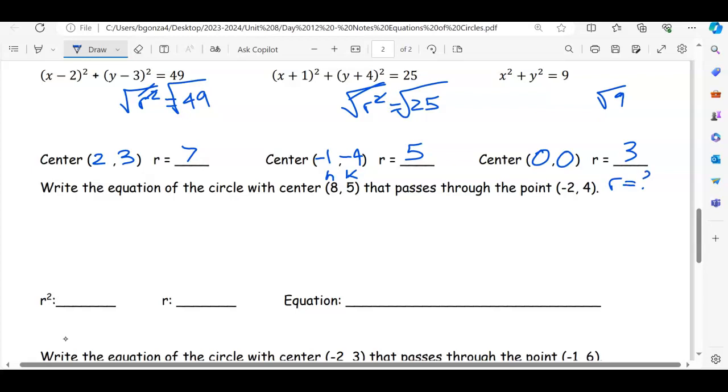Okay. So here's what we're going to do. We're going to plug this in as H, K, the center, and we're going to plug in the point as X, Y. Here's what I mean. Let's go ahead and write the equation. x, the opposite of 8 is minus 8 squared, plus y, the opposite of 5 is minus 5 squared. We don't know r, so we're going to call it r squared. So if you have a problem like this, where you have a center and a point, hey, look over here.